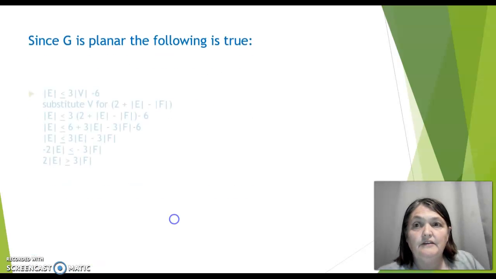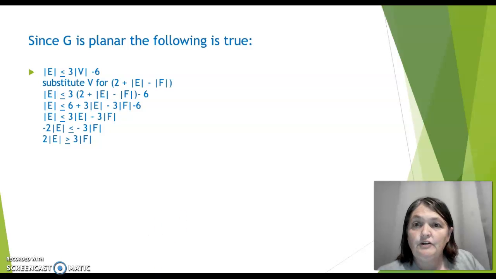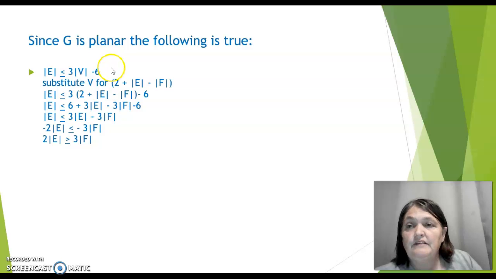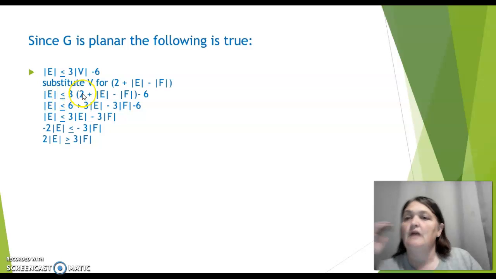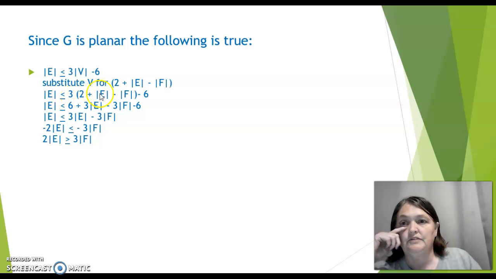Since G is planar, the following is true. If we look through this equation, we are given that the number of edges should be less than or equal to 3 times the number of vertices minus 6. In place of the vertices, we're going to replace it with 2 plus the number of edges minus the number of faces. And as we do that, we'll distribute the 3. So then we're down to the number of edges is less than or equal to 6 plus 3 times edges minus 3 times faces minus 6.